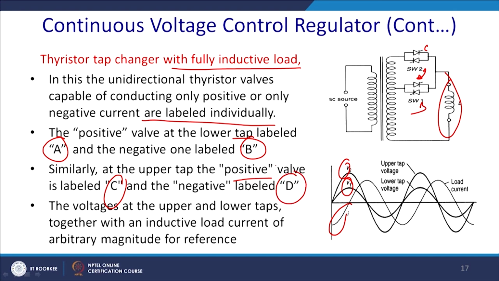The voltages at the upper and the lower tap, together with an inductive load current of arbitrary magnitude, are chosen as a reference. Let us see what happens then. Then we require to manipulate in a different way. So, in case of the PWM technique, we try to discuss a few PWM techniques. The typical case is the 60 degree bus coupling method.